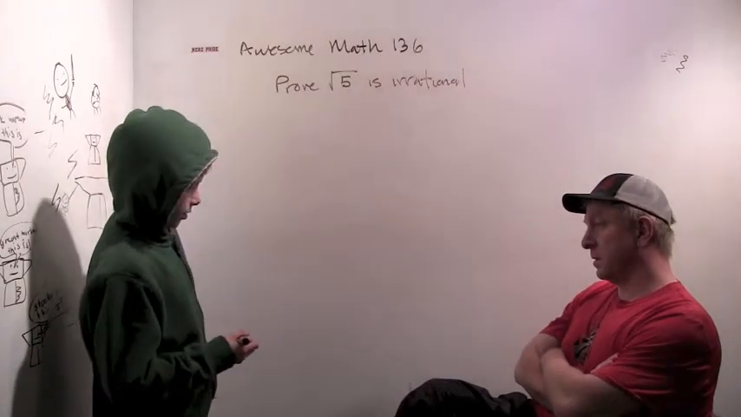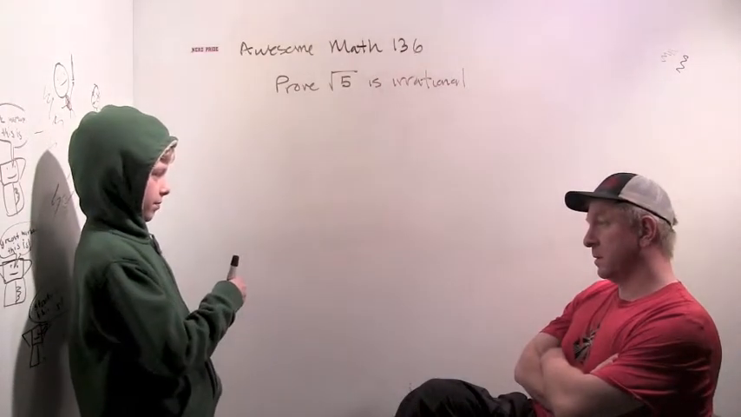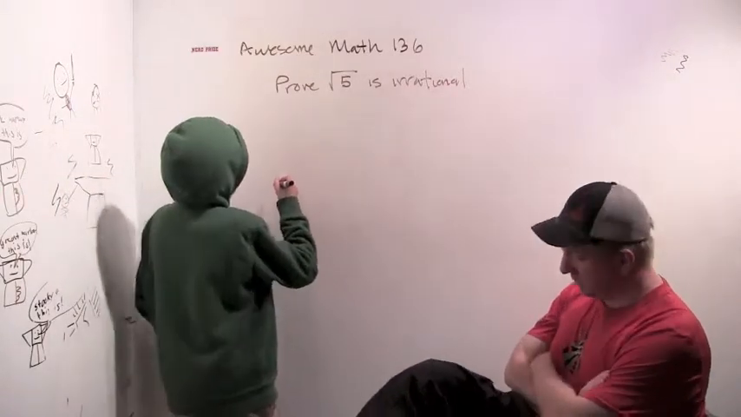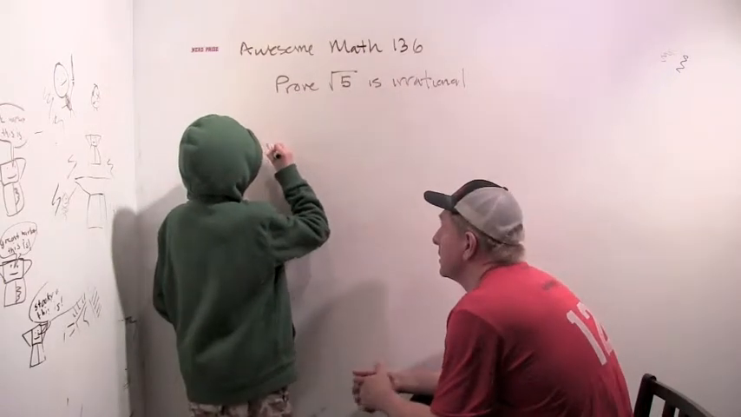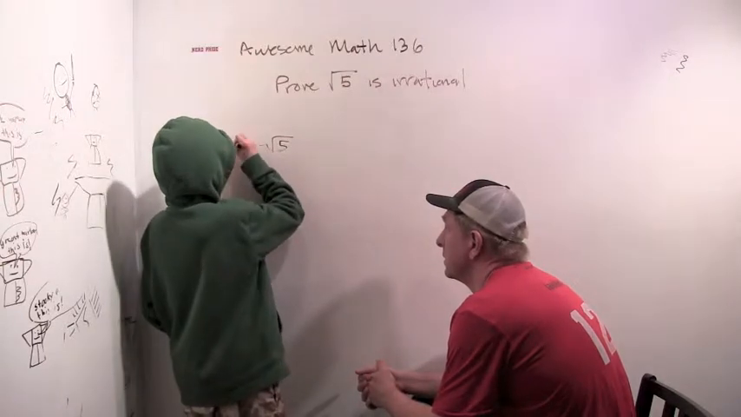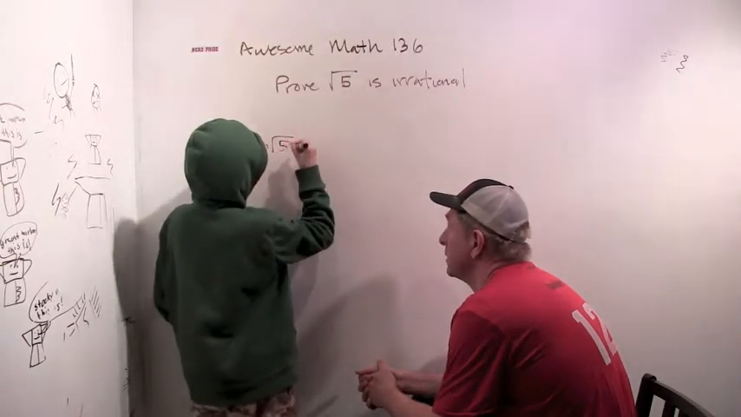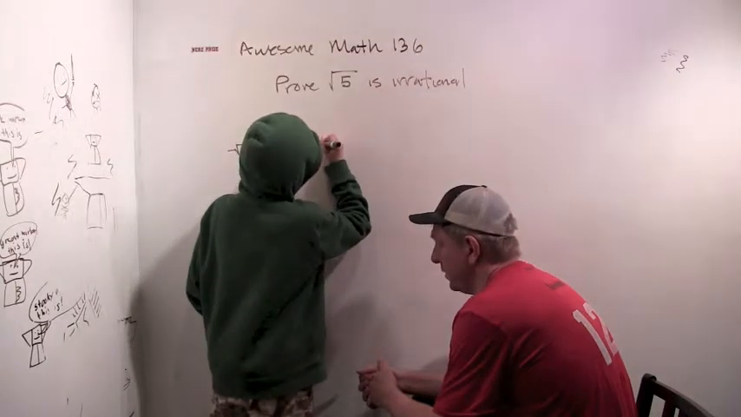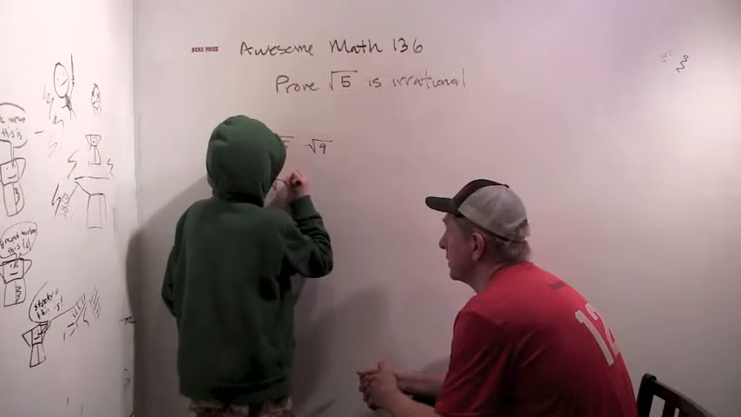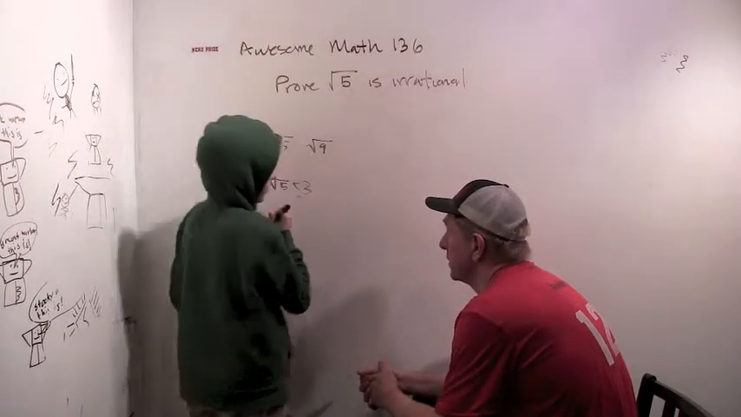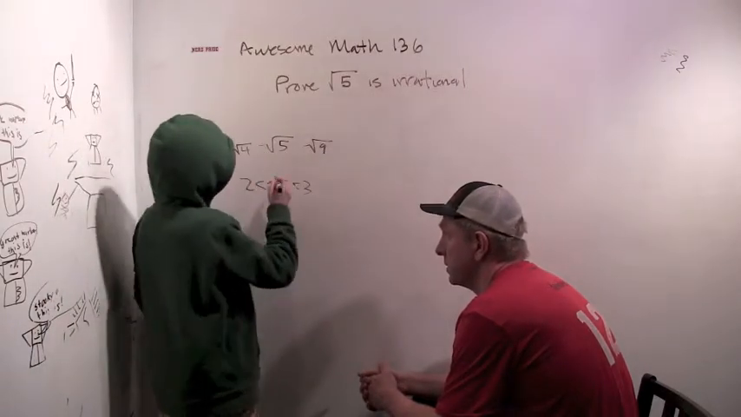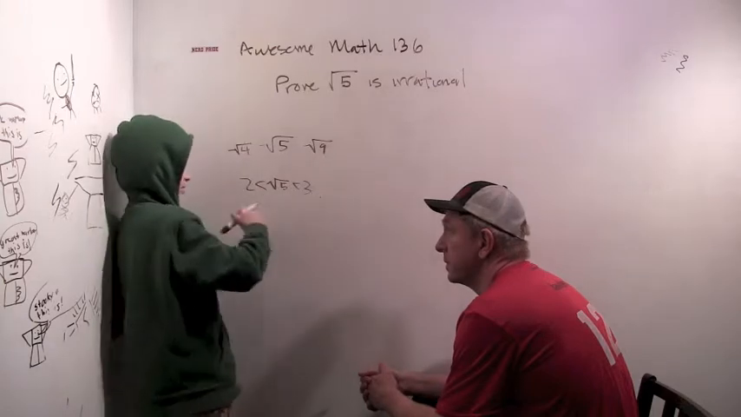Well, you could check out the continued fraction for it. Okay. You want to do that? Yeah. Okay, great. Let's do that. So, square root of 5 is between square root of 4 and square root of 9. So 2 is less than square root of 5 is less than 3. All right, sweet. So now we have to split it.